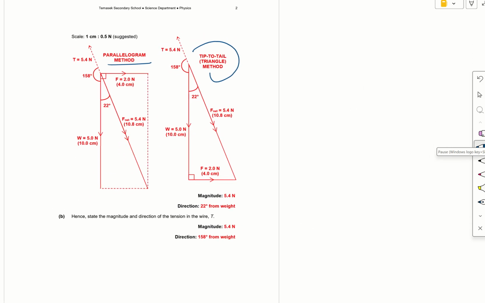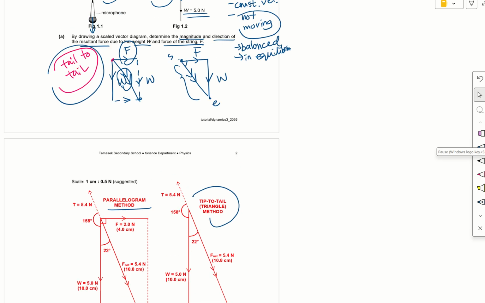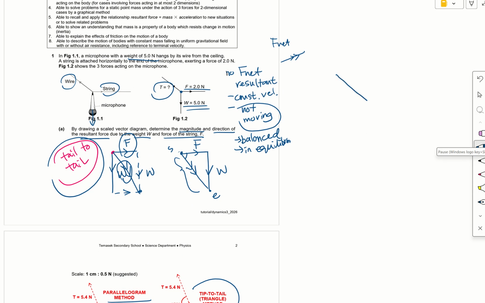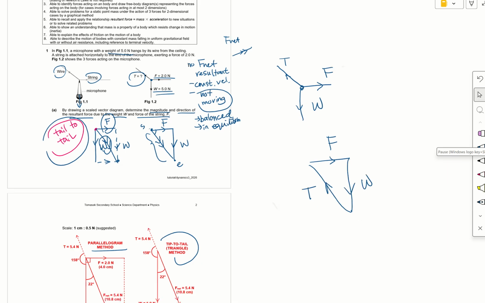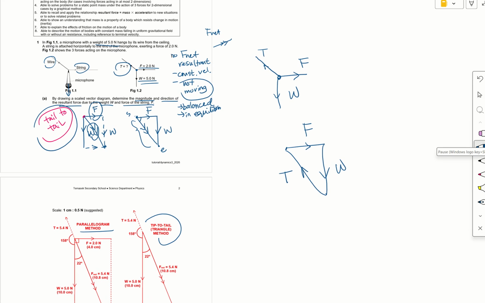Now state the magnitude and direction of the tension in the wire. Okay, so this is where the key concept lies. If I have these 3 forces, T, F, and W, and I arrange them in tip to tail, it will look like F, W, and T. It will form a closed loop triangle, right? It will form a closed loop triangle. Of course, the direction and the magnitude of all these three must be the same. So if I were to draw this, it is very different from, let's say, I have this and this.